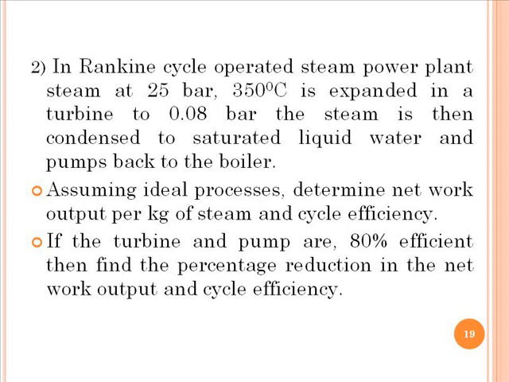Next part, if the turbine and pump are 80% efficient, then find the percentage reduction in net work output and cycle efficiency. So dear friends, in this case we have to consider the isentropic efficiency of turbine and pump and what is the effect of that isentropic efficiency, or you can say what is the effect of the actual case. Because of that, what is the variation in the work output as well as cycle efficiency, that we have to find out.